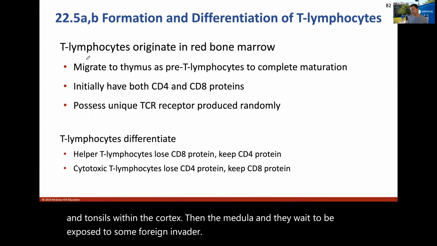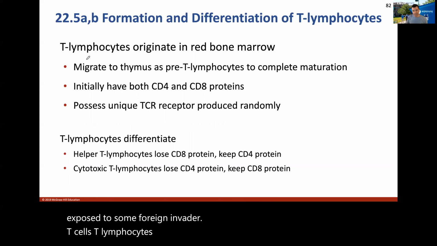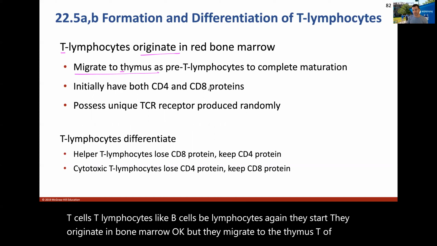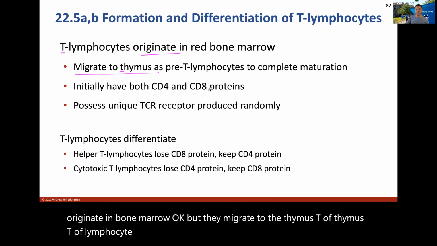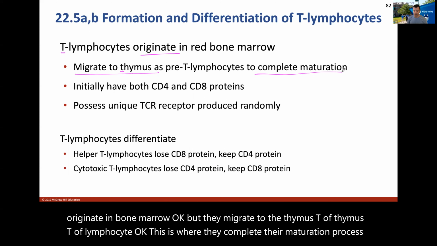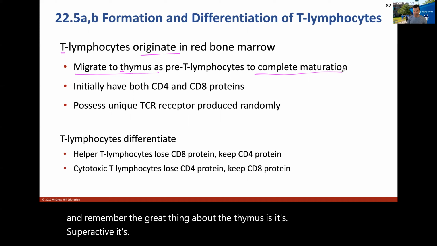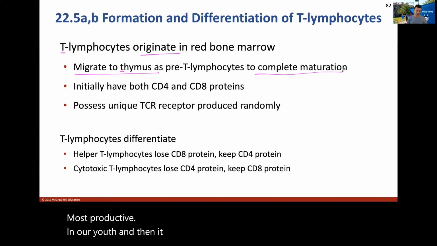T cells, T lymphocytes, like B cells, B lymphocytes, originate in the bone marrow. But they migrate to the thymus, T for thymus, T for lymphocyte. This is where they complete their maturation process. And remember, the great thing about the thymus is it's super active. It's most productive in our youth, and then it just gradually atrophies over the rest of our days.